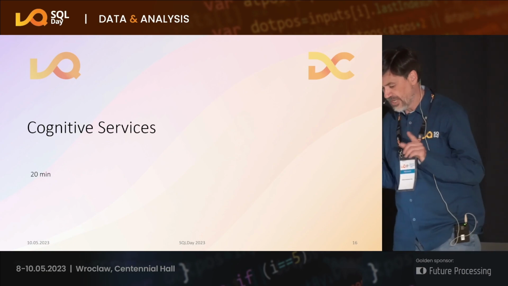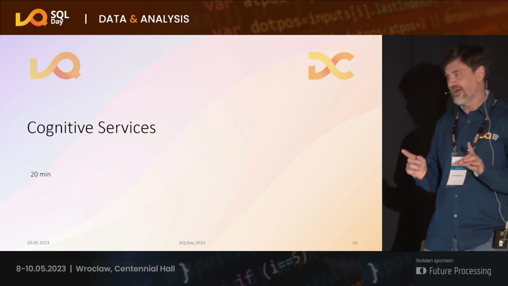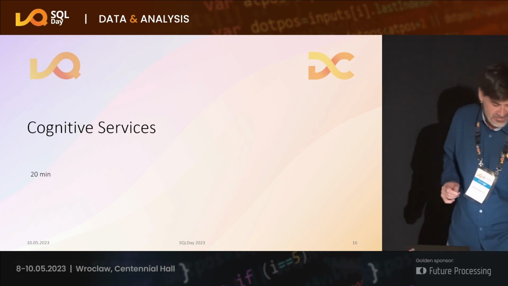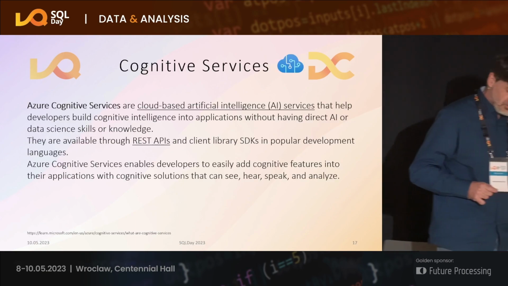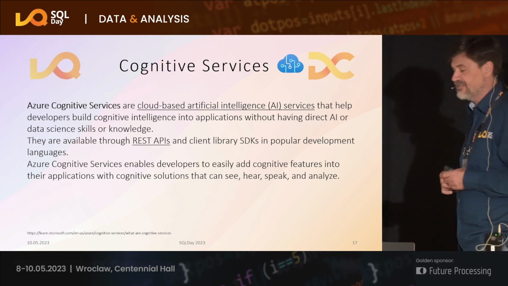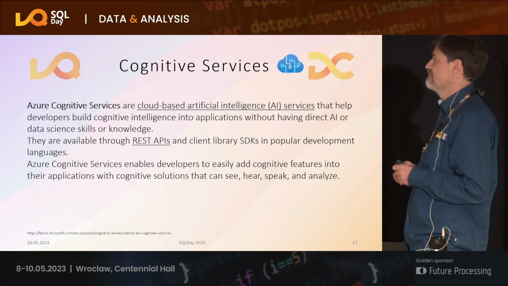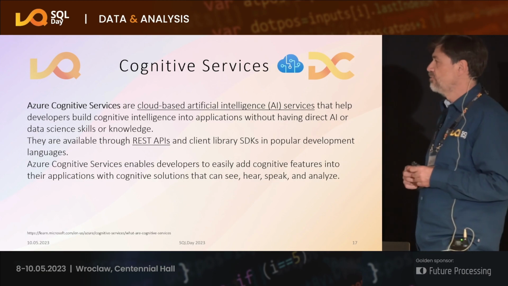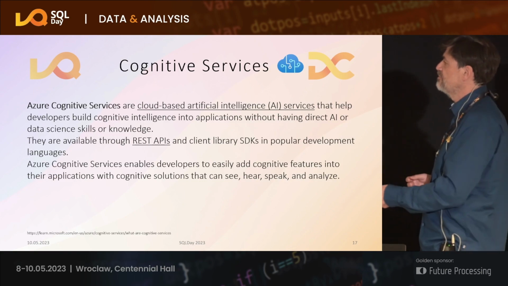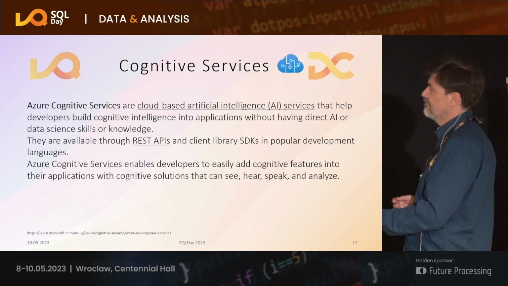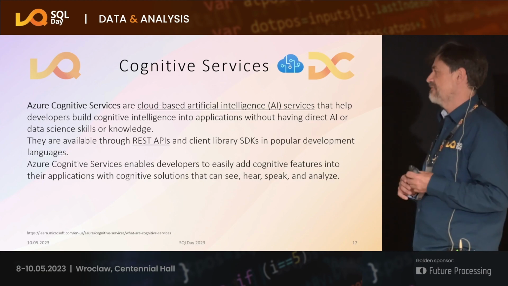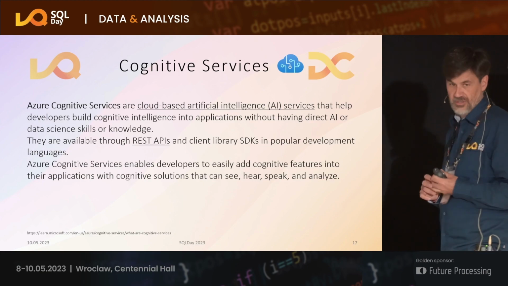Thank you. Okay, so we switch to something that is way more fun. Seriously, we have fun now. And we switch to cognitive services. What are cognitive services? Again, cloud-based artificial intelligence services. You don't need to know anything about artificial intelligence, data skills, or coding, because you basically get APIs and some client libraries, and cognitive services do the work for you.